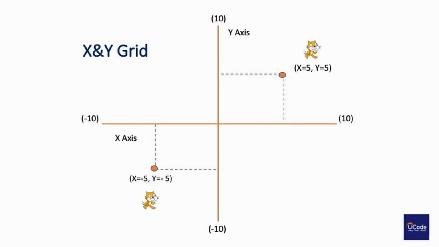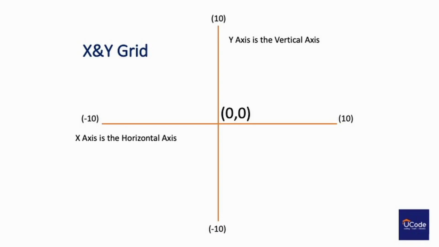Where the X-axis and Y-axis lines cross is called, can you guess it? The center. The center is defined as 0, 0. So if your sprite has a position of 0, 0, you know you're always in the center of the screen.